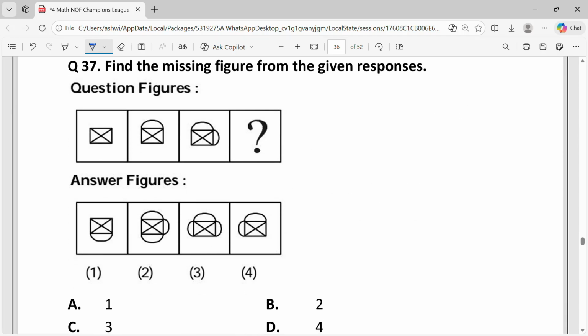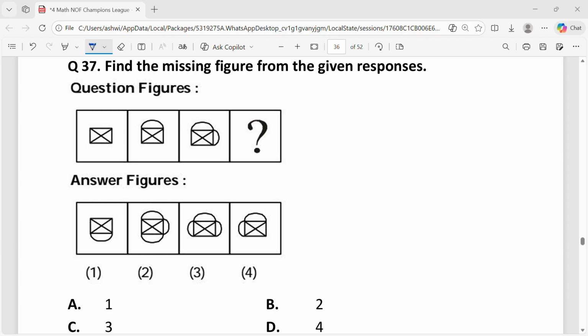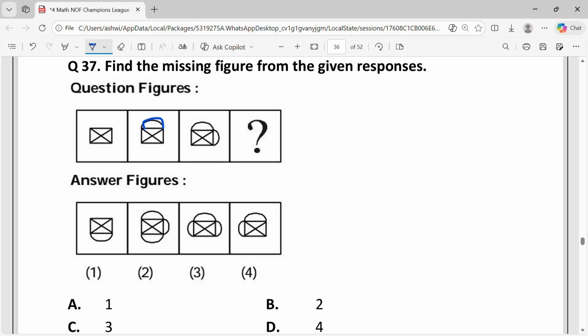Question 37. Find the missing figure from the given responses. In the question figure, we can see there's a cross box and the next figure grows one fold, and the next grows the second fold. So in the third figure, it will grow the third fold. That is option 2. That is B.